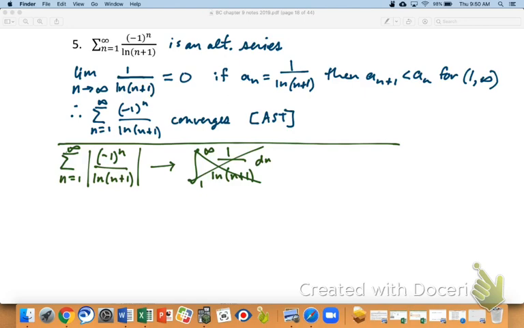If it's ln of like something to p, can we still use a p-test? No, it needs to be like an n, just like the, yeah. Needs to be just like the single variable for it to be a p-test.